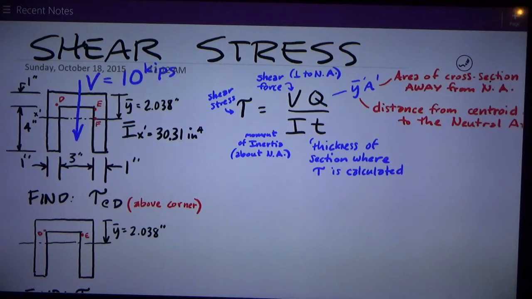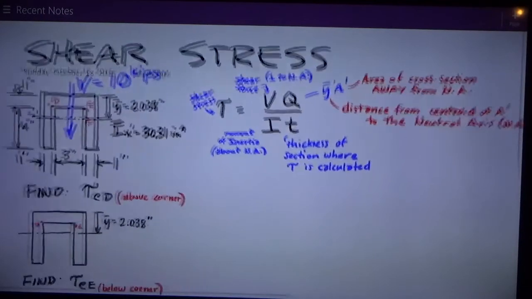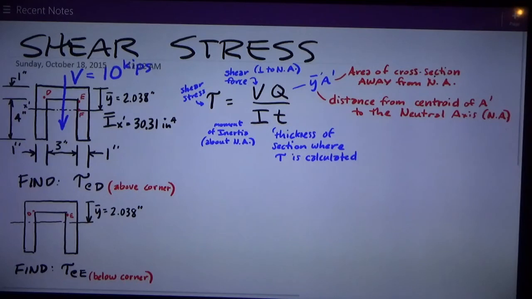And then back to the top we have that capital Q, which is really two numbers multiplied together, y bar prime and A prime. First, let's define A prime, as I've done here in red. It's the area of the cross-section away from the neutral axis. We'll see more what that means when we do the calculation here. And Y bar prime is the distance from the centroid of A prime, that area, to the neutral axis. So let's do a problem and see what some of those things mean.